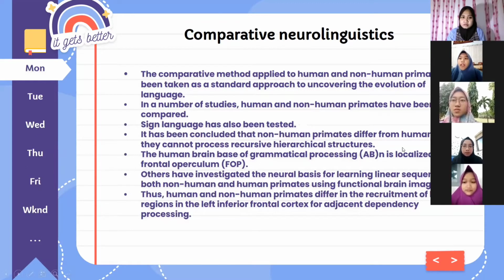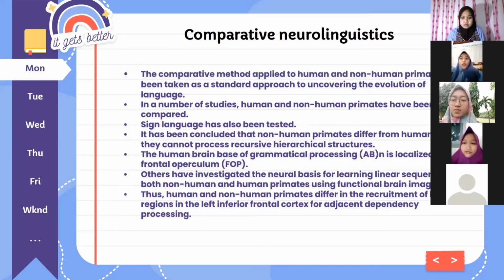Since Darwin, the comparative method applied to human and non-human primates has been taken as a standard approach to uncovering the evolution of language. In a number of studies, human and non-human primates have been compared in terms of their ability to combine words or symbols and their ability to learn and process structured sequences. Then sign language has also been tested with the same result, that no non-human primate comes close to the linguistic ability to produce or understand two-word phrases.